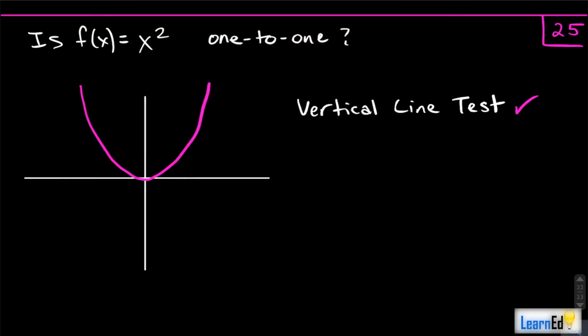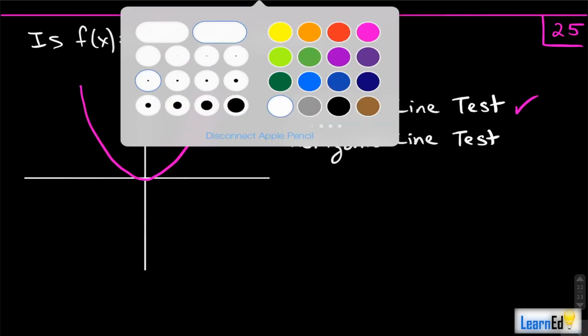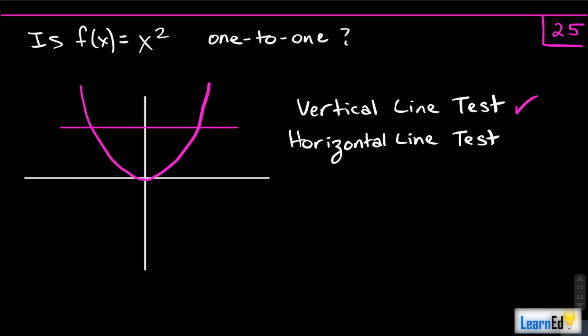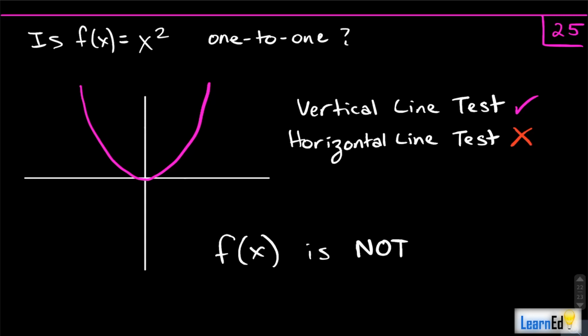But what about the horizontal line test? If you draw a horizontal line pretty much anywhere, except for at y equals 0, you're going to cross this graph more than once. So this does not work out. No, it does not pass the horizontal line test. And so x squared, or you can even write f of x, is not 1 to 1. You can write it like that, or just call it not 1 to 1, however you want to write it.